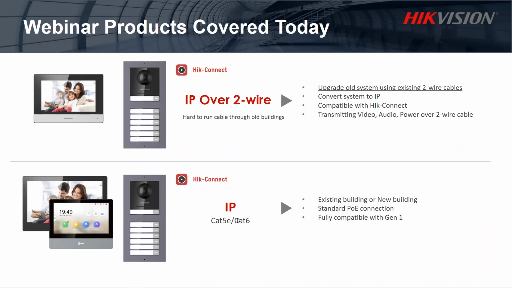Video, audio and power are all transmitted over the 2-wire cable. As for the full IP system, or pure IP system, this can be used in an existing building or a new building. If it's an existing building where it's easy to run cable, then you can use it fine. It uses a standard PoE connection and it's fully compatible with Gen 1 and with the IP over 2-wire system.